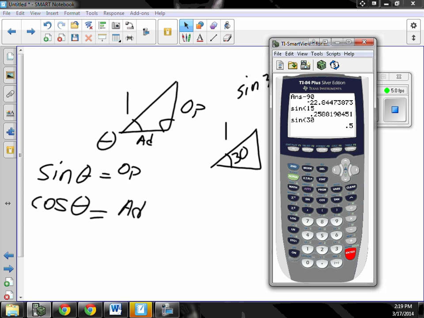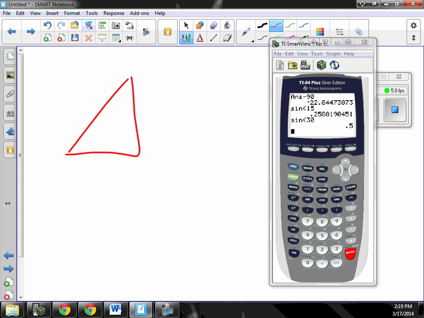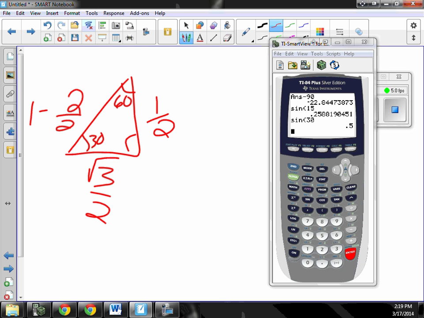Okay? So we actually use 30, 60, 90 triangles quite a bit. Normally this is a 2 and that's a 1 and this is the square root of 3. But we decided we don't like those triangles because when the hypotenuse is 1, we can do half the work. So we're going to divide everything by 2. So 1 is the hypotenuse, 1/2 is that side, and root 3 over 2.